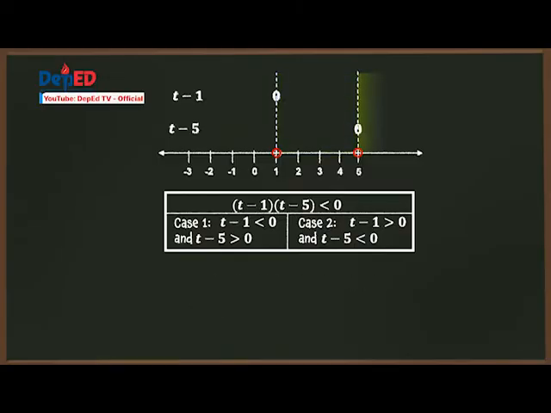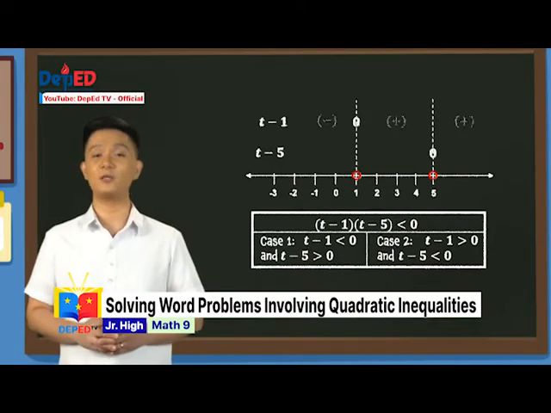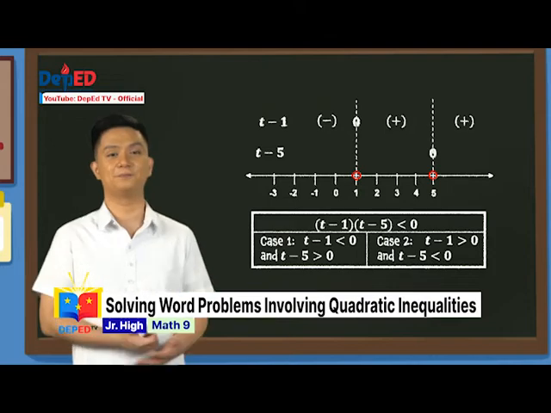In the region to the right of 5, we may use 9 as the test value. So when t is equal to 9, t minus 1 will be equal to 9 minus 1, or simply 8. Hence, in this region where t is greater than 5, the value of t minus 1 is also positive. Let's add these observations in the graph.